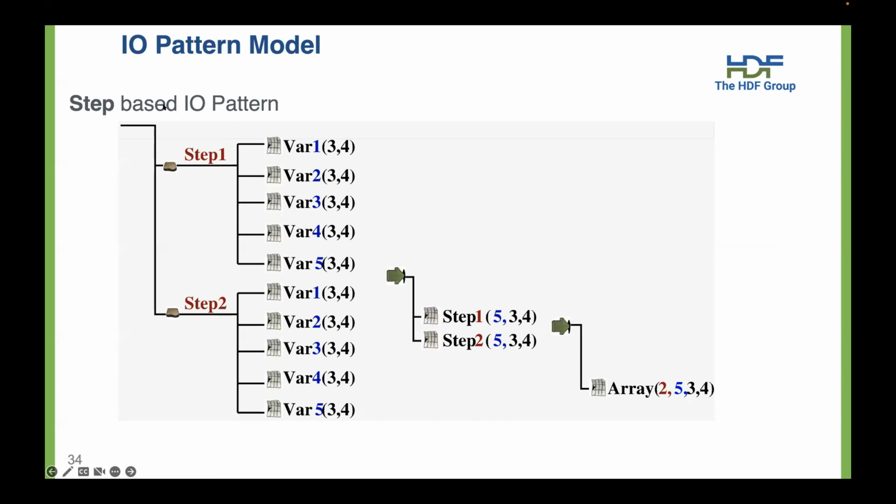For example, with a step-based I/O pattern, if you have your time step 1, time step 2, and you have 5 variables in this case, you can write a group and then write those 5 variables as 2D arrays. The other option is to combine those, so you have step 1, step 2, and you write all 5 variables in a 3D array. Finally, if you know the number of time steps you plan to use, you can combine them all and write in one big array of 4 dimensions. This is one option you have for storing your data.